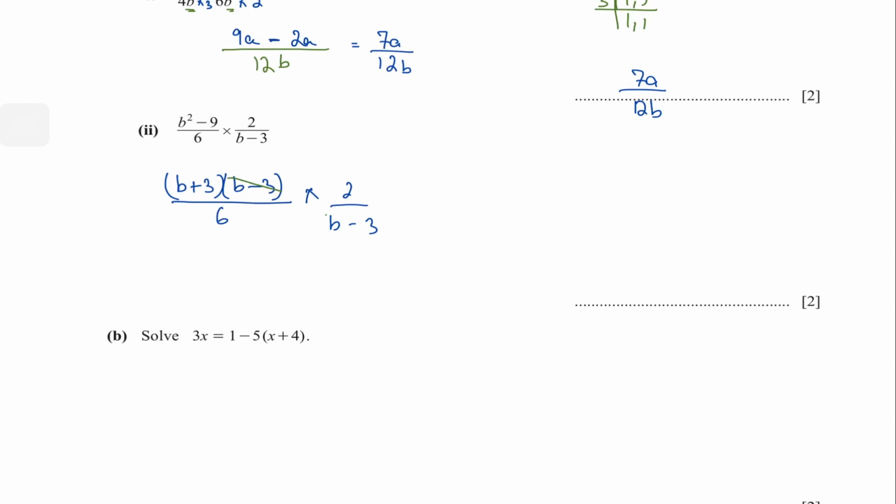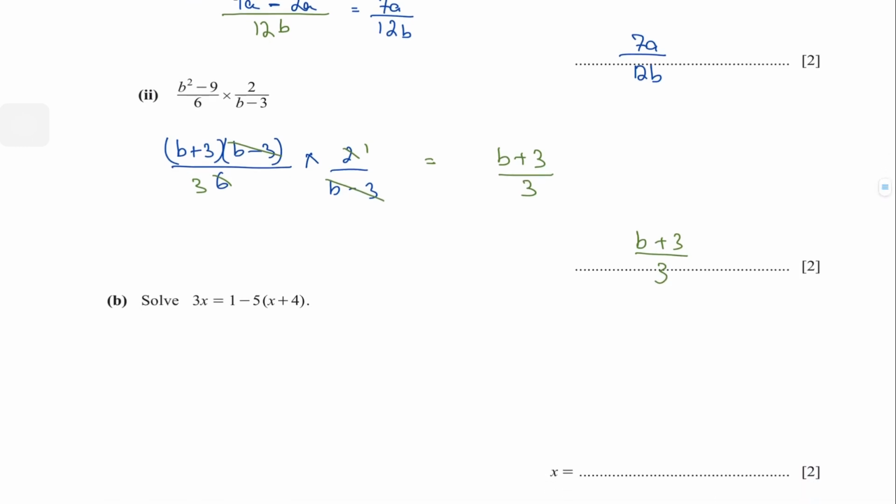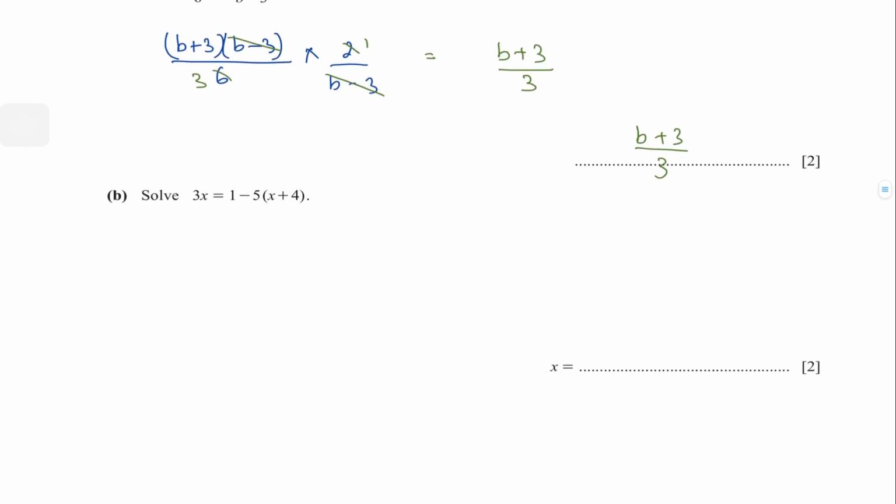So b minus 3 and b minus 3 get cancelled out, and 2 1s are 2, 2 3s are 6. So this is going to become b plus 3 upon 3, and this right here is going to be our final answer. Now remember not to cancel out these 3s, because they have a plus sign in between. Okay, now we have an equation to solve.